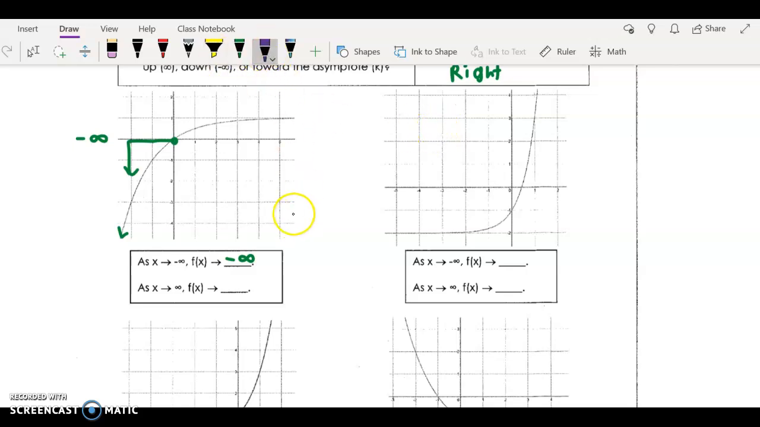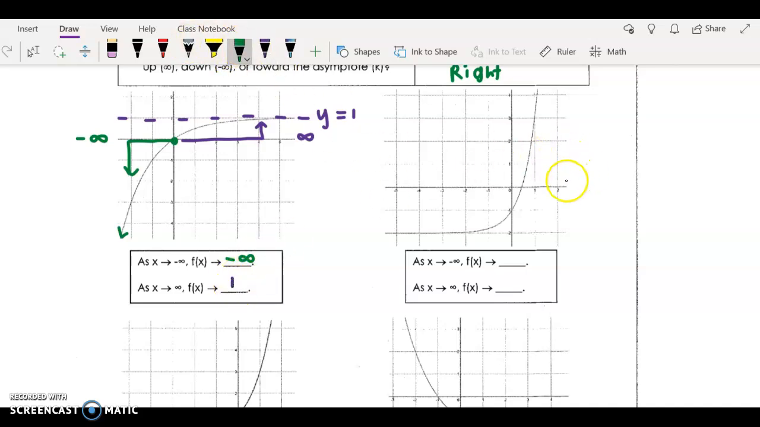And then the other way, as x goes toward positive infinity, moving this way on my graph, the arrow would be sort of going up, but it can't keep going up forever because the asymptote is in the way. So on this end, the graph is approaching the asymptote, which is y equals 1. So the y values are approaching 1.